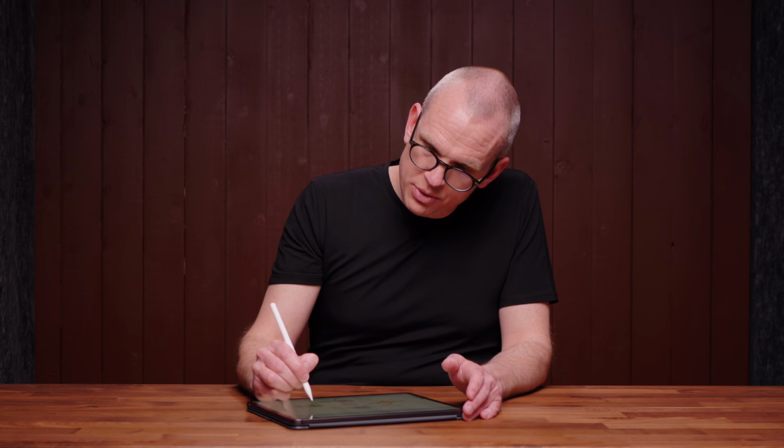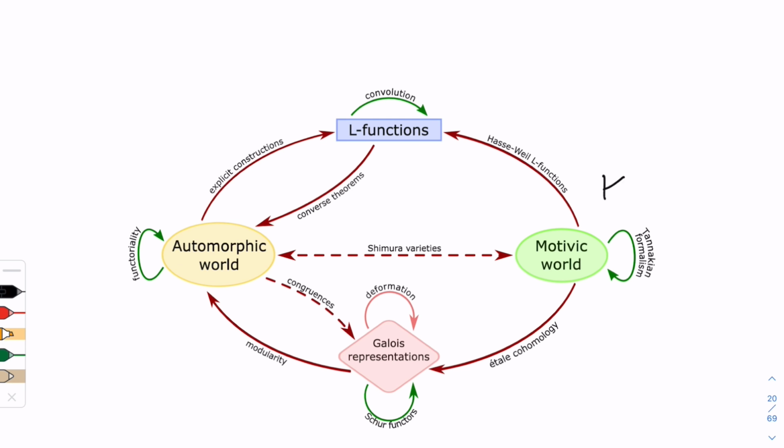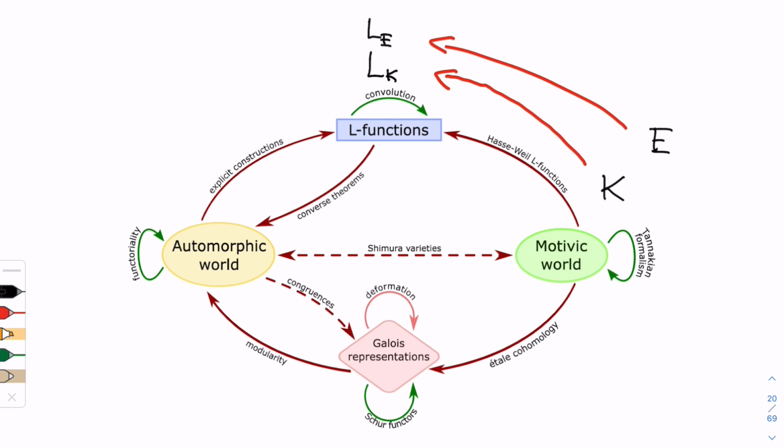We have two motives already, because any polynomial equation can be viewed as a motive. So K is a motive. That was the equation x squared plus 1 equals 0. And E is also a motive. The motive K has its L function, L subscript K, and similar for E. And these are the two sequences of numbers we just saw.